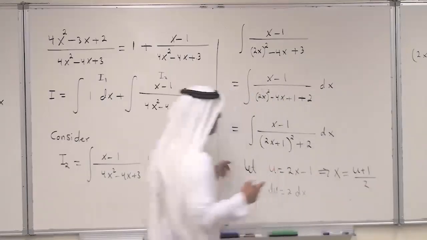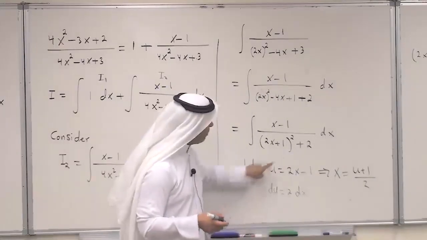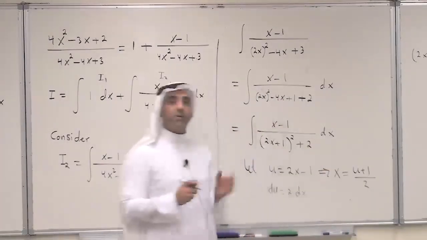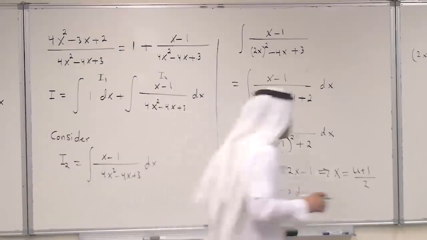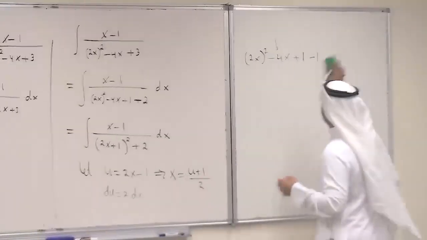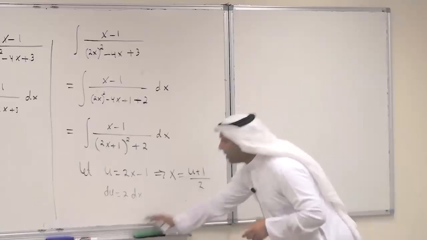You solve for x only. Take 1 to the other side, so you have u plus 1. Divide by 2, you have (u plus 1) divided by 2. Fine. Let us now substitute back and see what will be the new form of the integral.